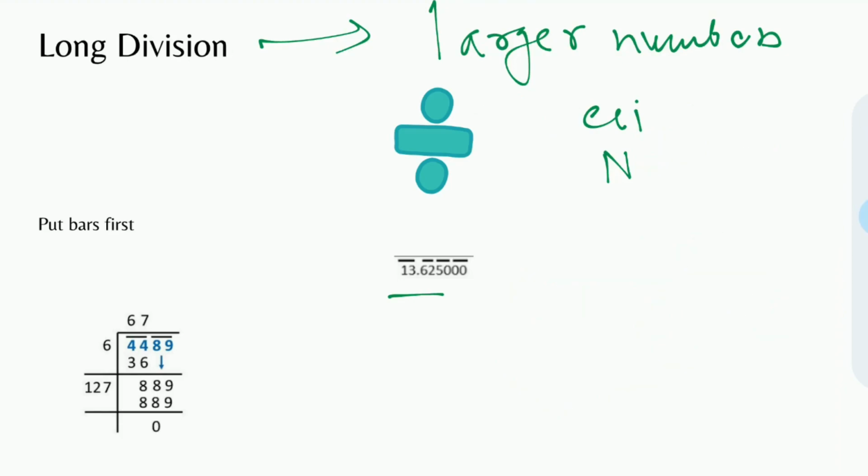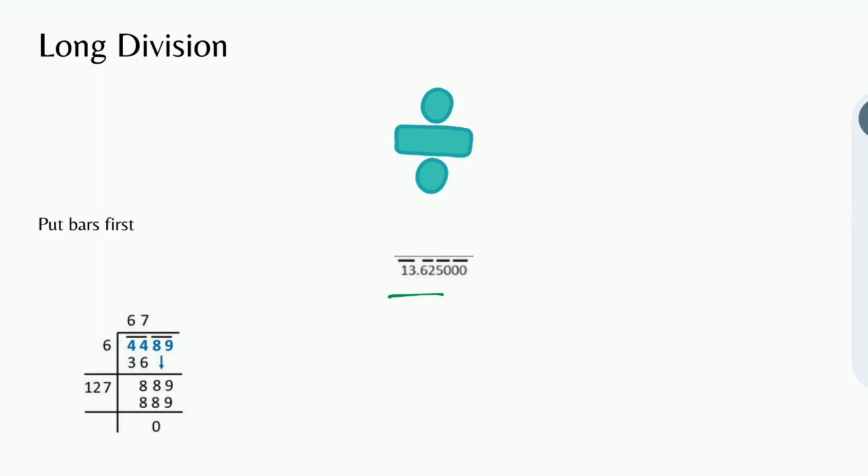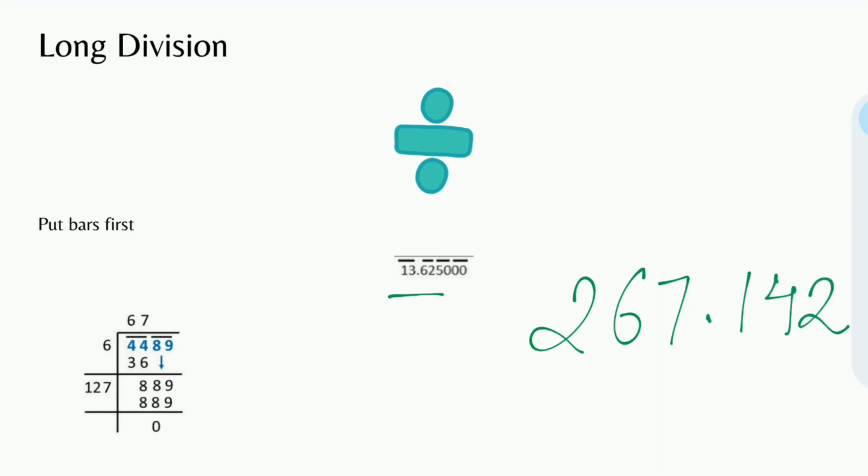Now, when a decimal value comes in, what will you do? For example, I have 267.142. Before the decimal, it's a normal whole number, so you do the same thing. You start from the right-hand side. So 67 gets one bar, like above two numbers. And because 2 doesn't have anything in front of it, I'm going to put a bar on it alone.